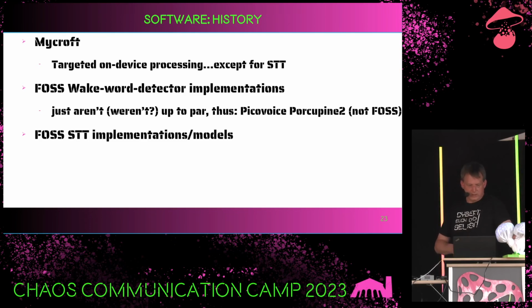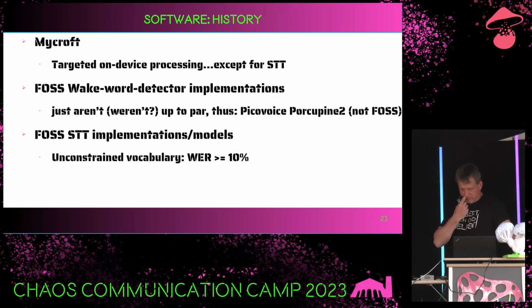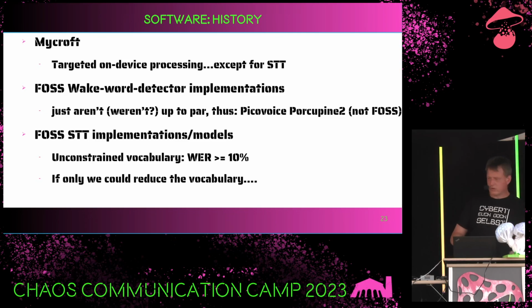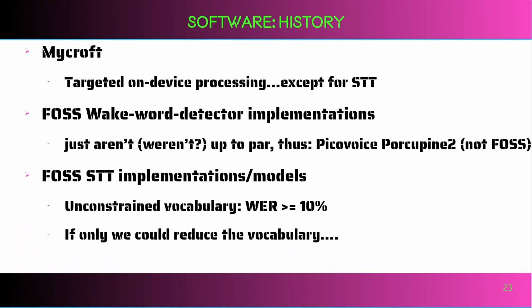And then we have the speech-to-text topic. The open source engines usually have a word error rate of around 10% or more, and that's really unusable for interacting with a device where you just want it to work. The reason why this is so high is because the vocabulary is so big. They have 50,000 words in that language model, and they don't know what to expect. So if we could reduce the vocabulary, then we could improve on the word error rate.